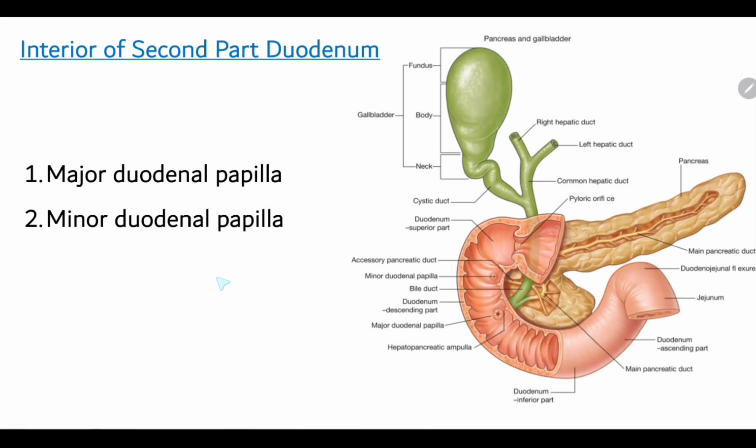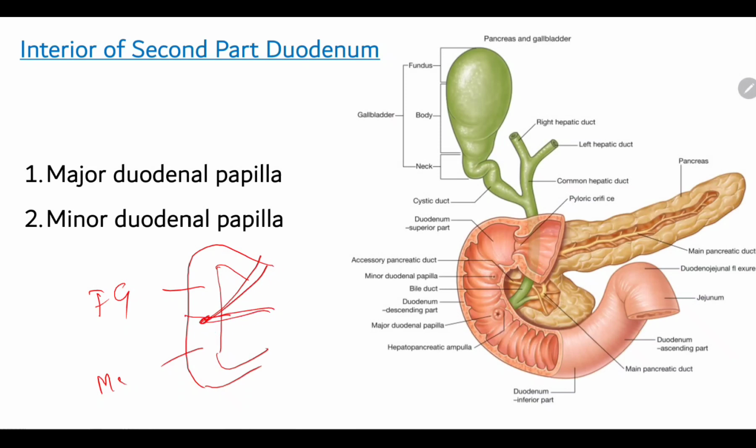Now I already told you about the second part of the duodenum. Here we have the first part of the duodenum, and the second part. In the second part, the upper half develops from the foregut and the lower part from the midgut. And in the central portion, as I told you, two structures are opening. One is the bile duct from the liver, another is the pancreatic duct.